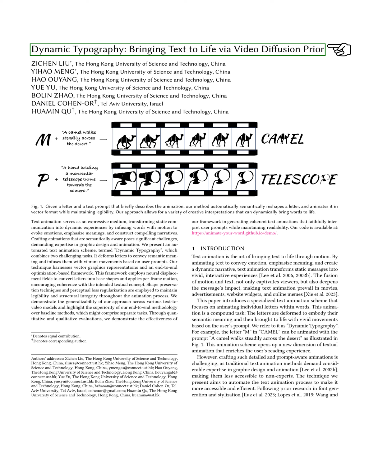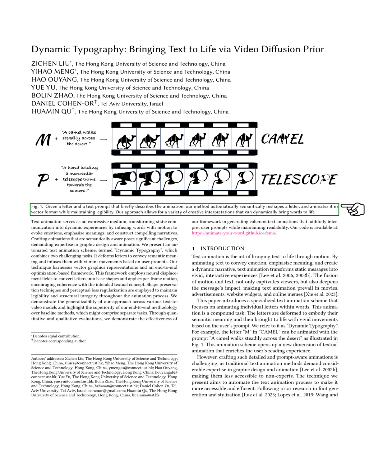Section: Introduction. In this section, we explore the concept of bringing text to life through motion. By animating text, we can convey emotions, emphasize meanings, and create dynamic narratives, transforming static messages into interactive experiences. This fusion of motion and text captivates viewers and enhances the impact of the message in various media such as movies, advertisements, websites, and memes.